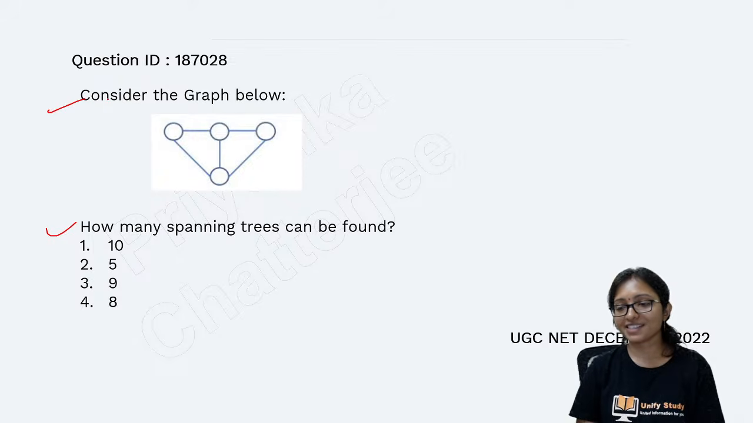Kavita, first time it is clear. Acha, good. That's good. If it is clear, that's good.